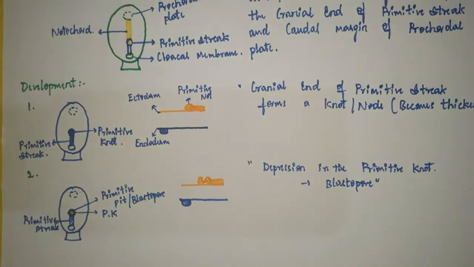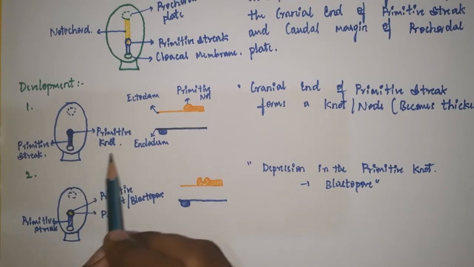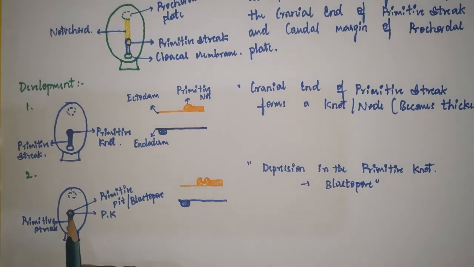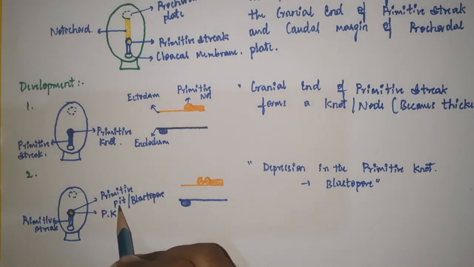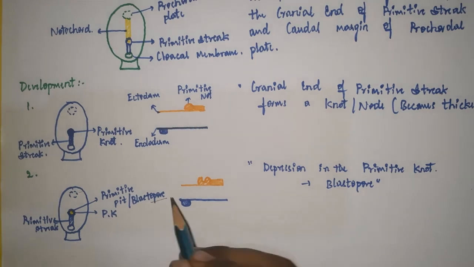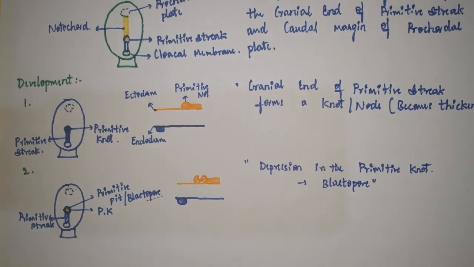Okay. Second point in the development. This is the embryonic disc. This is the connecting stalk. This is the cloacal membrane. This is the primitive streak. This is the procaudal plate. See, in the previous point, there was a solid primitive knot. What happens to the primitive knot is that a central depression occurs. This central depression is called the primitive pit or blastopore. Pore means depression, hole. See this cross section.